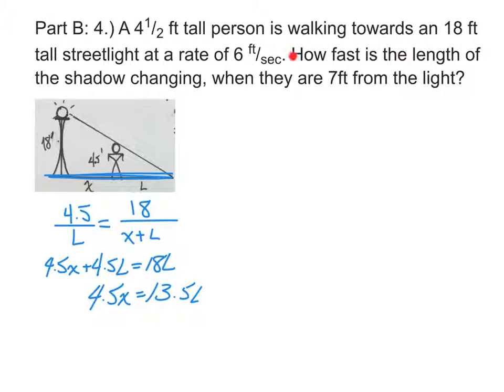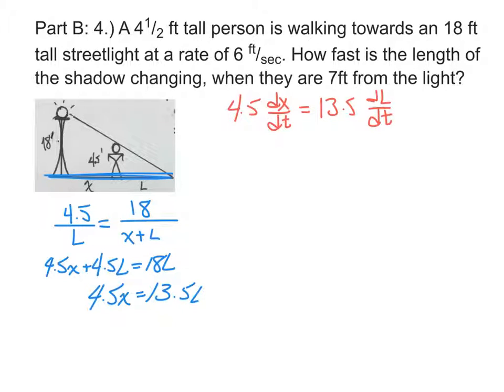The question is asking us how fast something is changing, so that means we're going to need some derivatives with respect to time. On the left-hand side, that would just be 4.5 dx/dt, and on the right side, that'd be 13.5 dl/dt. And now we just need to substitute some values.